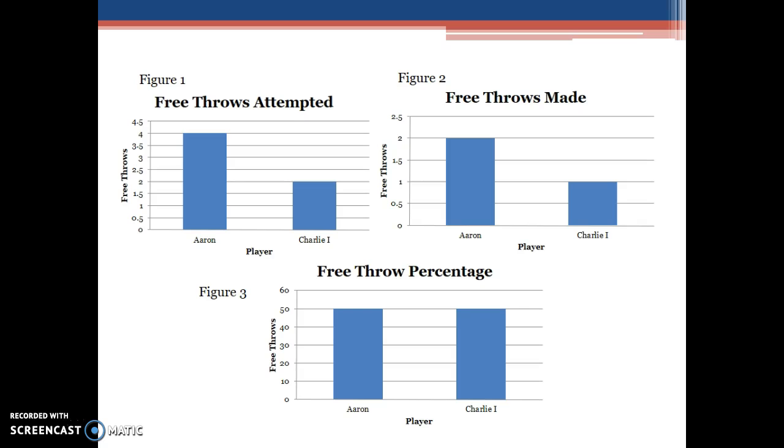This shows the free throws attempted. Figure 1 shows that Aaron had attempted 4 free throws compared to Charlie's attempted 2. Out of Aaron's attempted 4, he only managed a 50% accuracy rating by scoring 2. Charlie, however, also scored 50% by scoring 1 out of his 2 shots. This suggests that Aaron and Charlie both are as accurate as each other, but Aaron is better at making players foul him, maybe by moving the ball quickly and putting himself in positions where the opposition have no choice to foul, because the fouls equal these free throws.